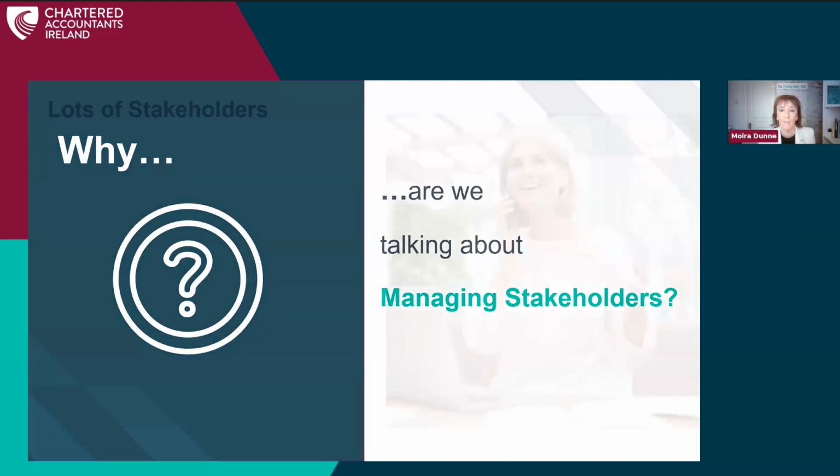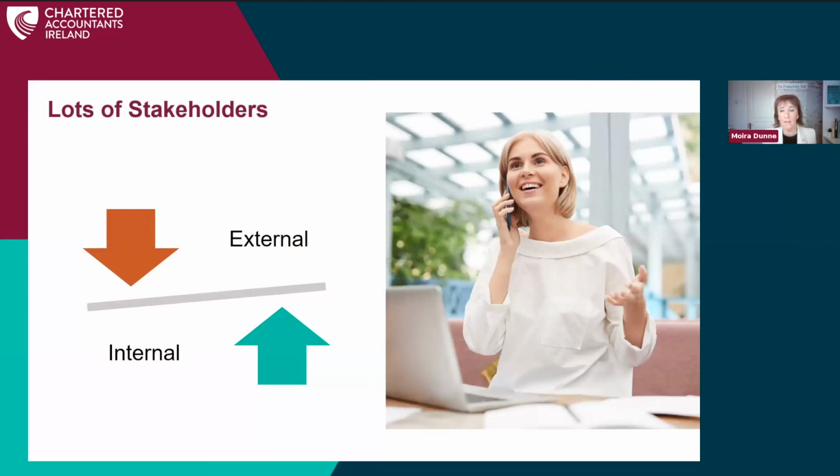Because I suppose throughout our working day, we have lots of different stakeholders. We have internal stakeholders. So, who are our stakeholders? The key people that we interact with throughout our working day, the key people that we have to respond to, key people who we want to respond to us as well. So it works both ways.